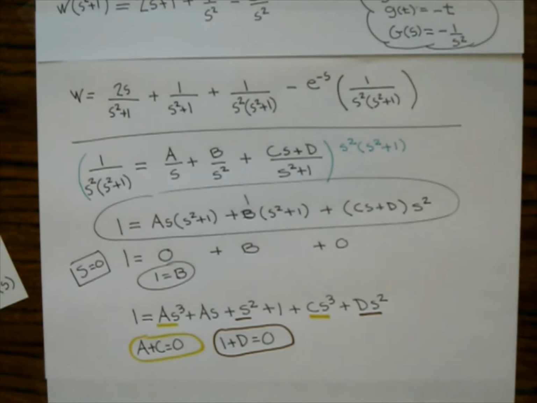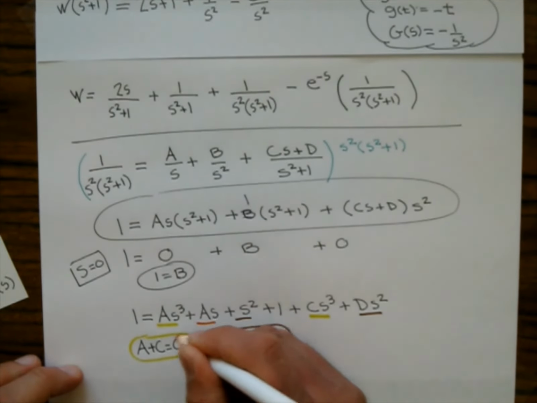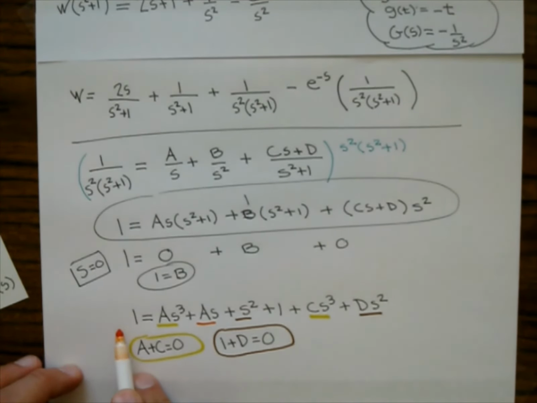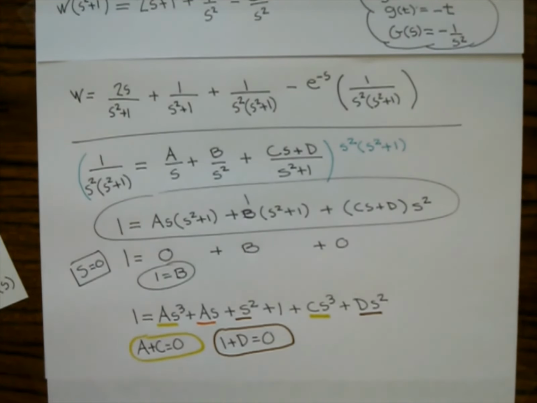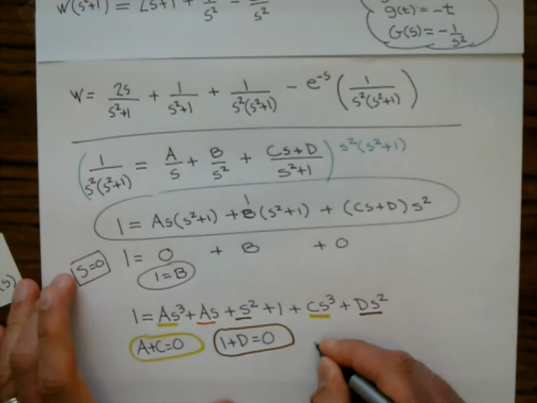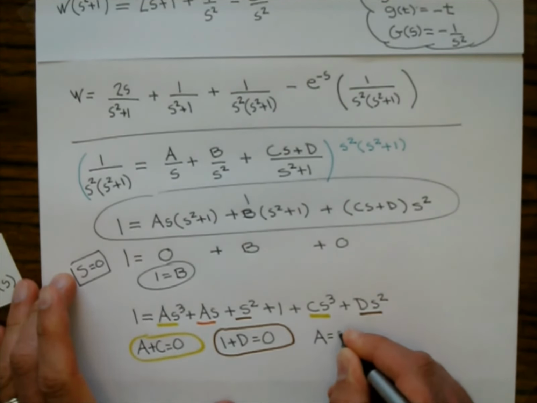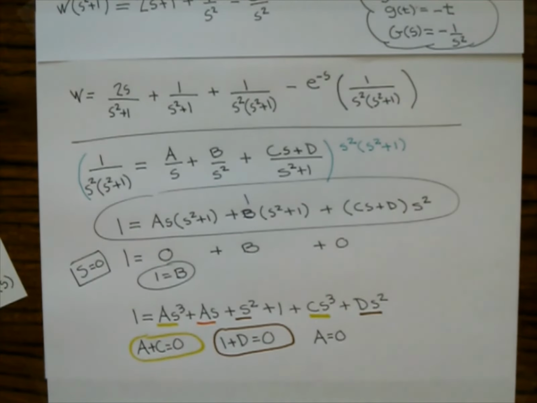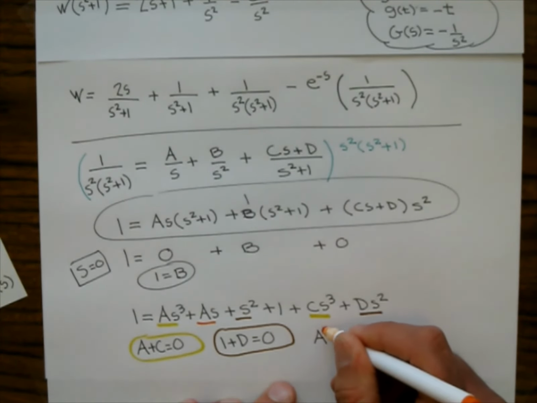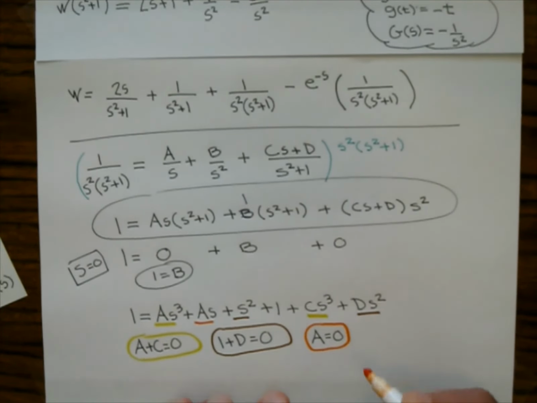And then I'm going to look at my s terms, which I will underline in orange. The s term on the left-hand side is 0s. So it looks like a equals 0. And you might ask yourself this question, can that happen? And the answer to that question is, it just happened.